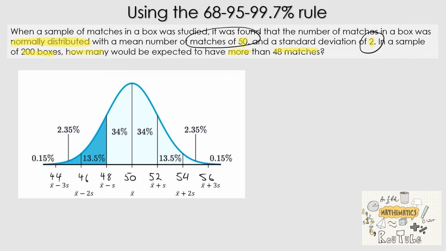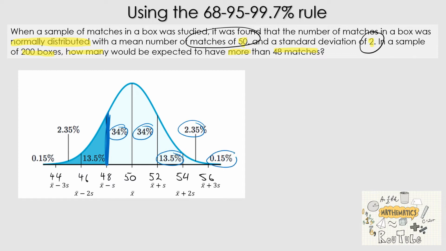Now, in a sample of 200 boxes, how many would be expected to have more than 48? Again, let's identify where 48 is. Hopefully you can see, 48 is 1 standard deviation below the mean. It's to the left of the mean. So your 48 is here. I've just colored it in blue. Now we want to know how many matches would be expected to have more than 48, so we want to work out all those values to the right. We're going to circle the percentages that we need to add up.